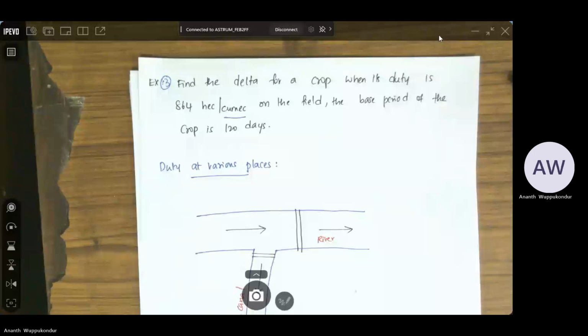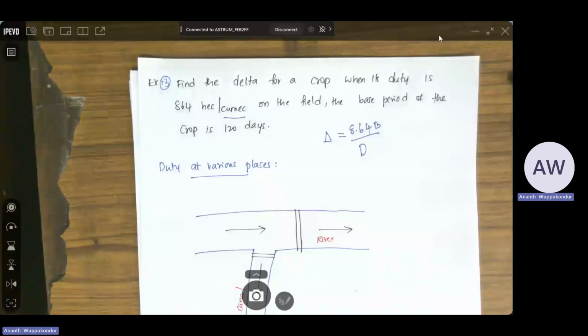Cubic. So what does it mean, cubic? Louder. Yes. Cubic meters per second. 1.2 meters. Did everyone get it?